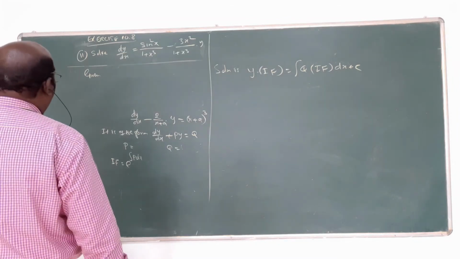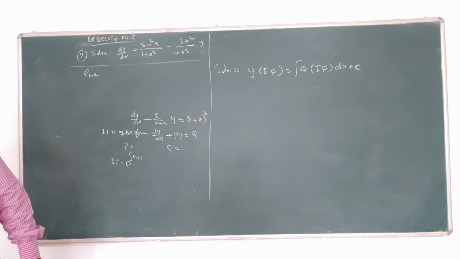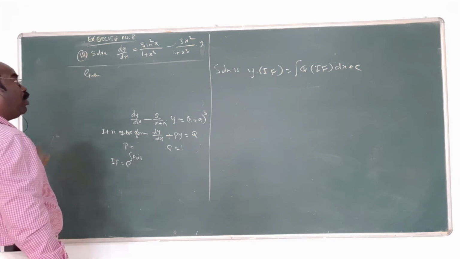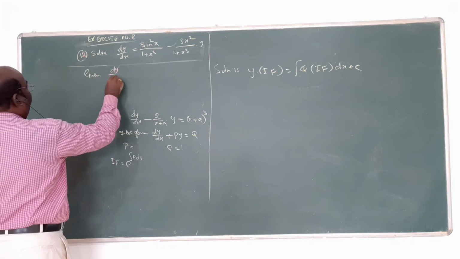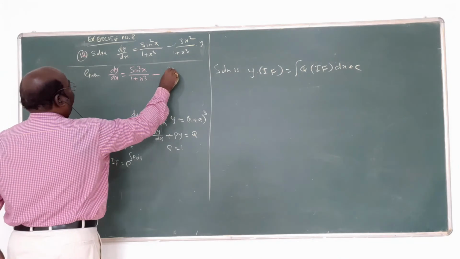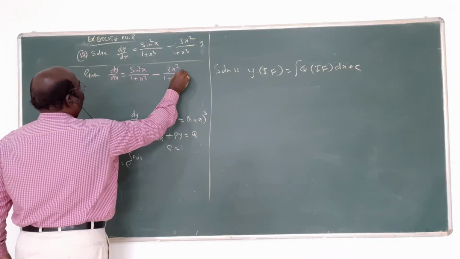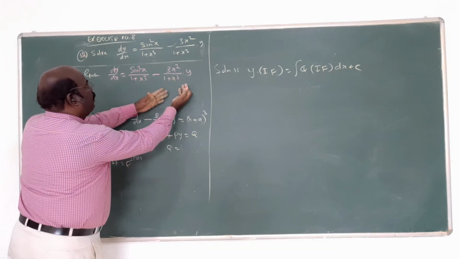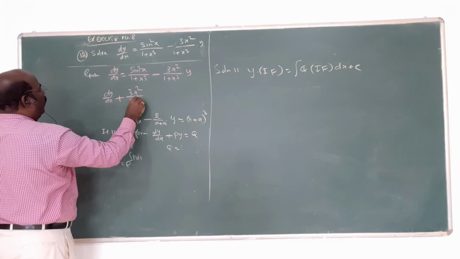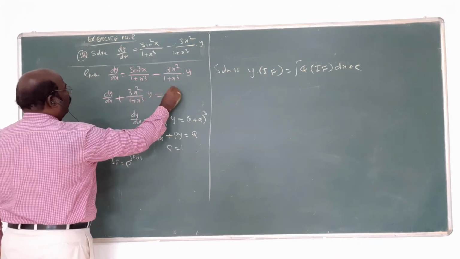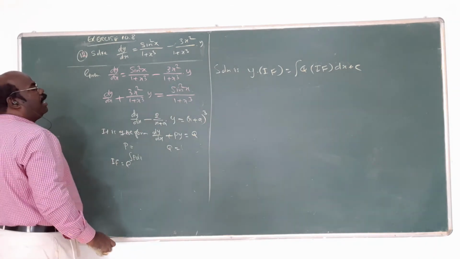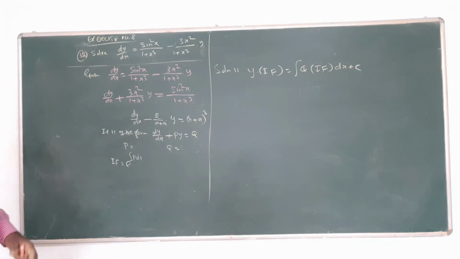Now 11th question. This is the 12th question. dy by dx equal to x cube into y, now this term comes in. So dy by dx plus 3x squared divided by 1 plus x cube y equal to sin square x divided by 1 plus x cube. Am I right? Now it is in the form.